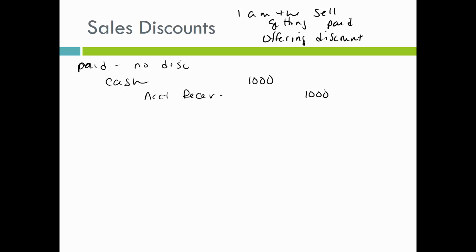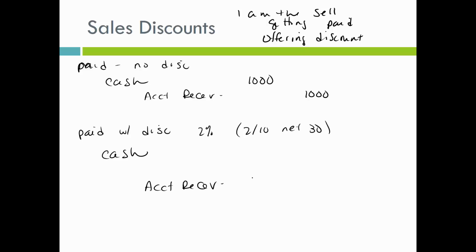But let's say my customer took advantage of the discount that I offered, and let's say I offered a 2% discount. Let's say it was 2/10 net 30 or something like that. Those are the terms that I offered them. I'm still going to debit cash because I'm going to get paid, and I'm still going to credit accounts receivable.